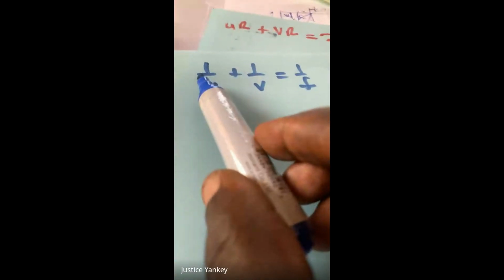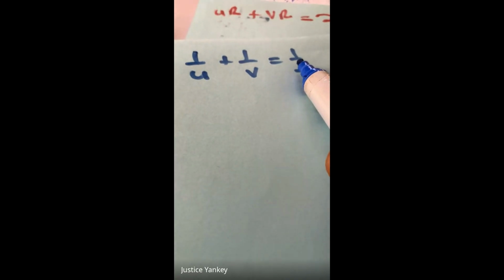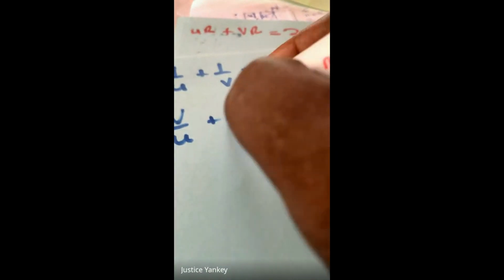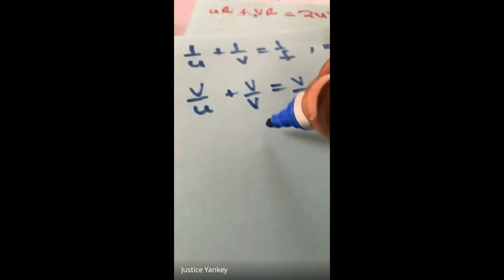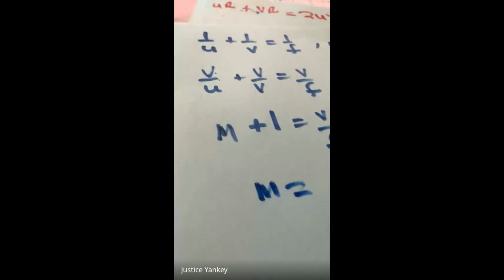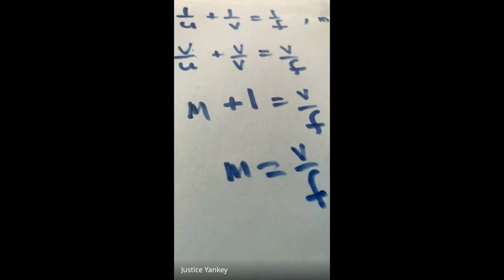These are the two formulas, but we can modify them and get other formulas that can be used in calculation. For instance, if we multiply through the mirror formula by v, we are going to have v over u plus v over v equals v over f. Now, v over v will be 1. V over u is magnification, so m plus 1 equals v over f. Or magnification equals v over f minus 1.